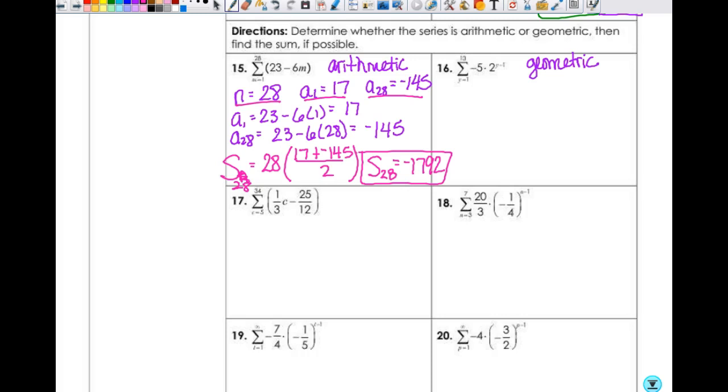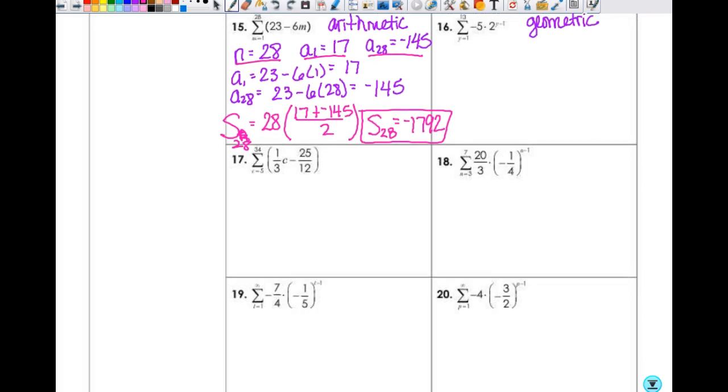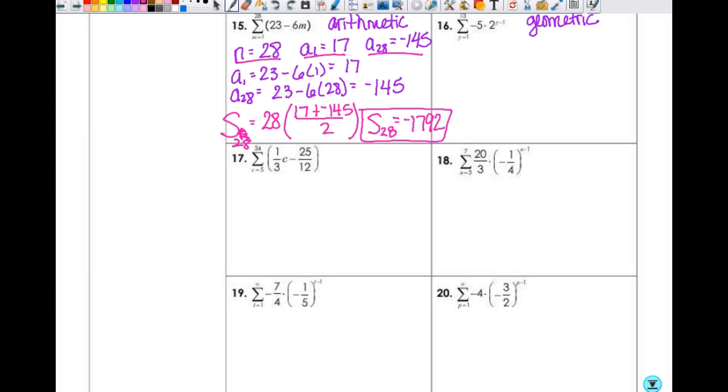What questions do you have? Anything? All right. So look at 17. Is it arithmetic or geometric? Arithmetic. Y'all agree with that? Yes. And if the directions don't say or either, then okay, that's it. Arithmetic. Okay, what about 18?